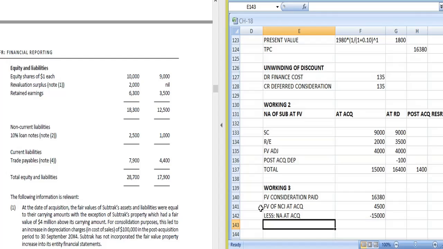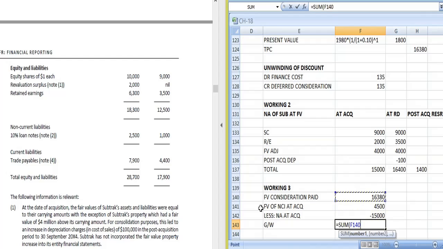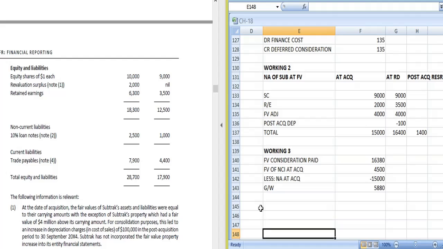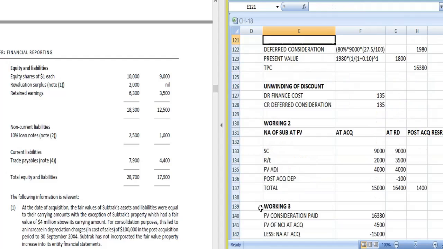less net asset at acquisition, 15,000. If the question gives a goodwill impairment, we will deduct the goodwill impairment from the working 3 as well. But there is no such information given in the question. So the goodwill is... anything else we are missing?